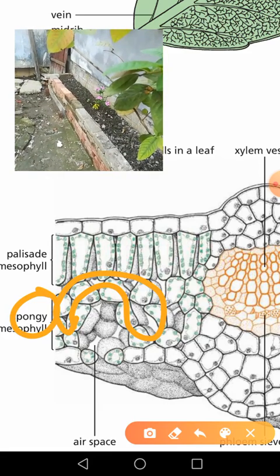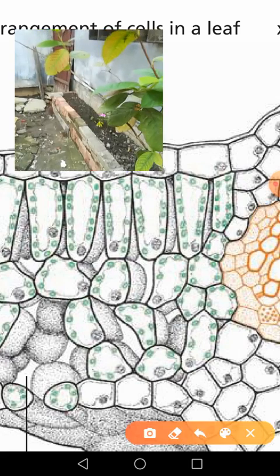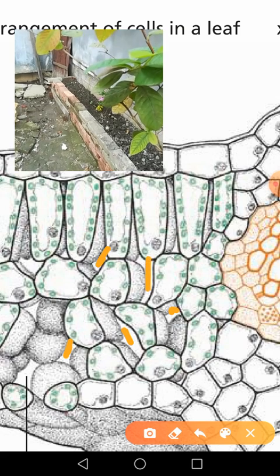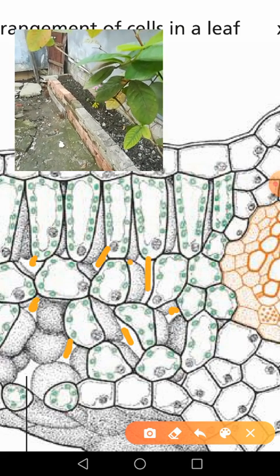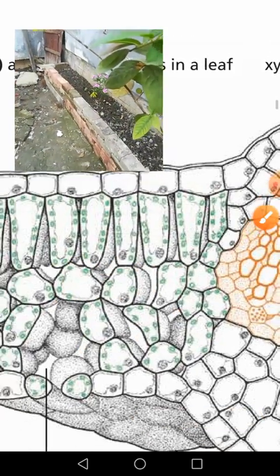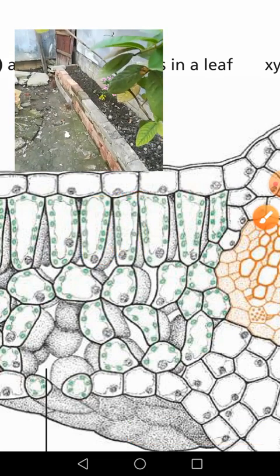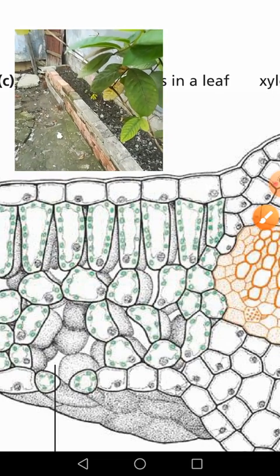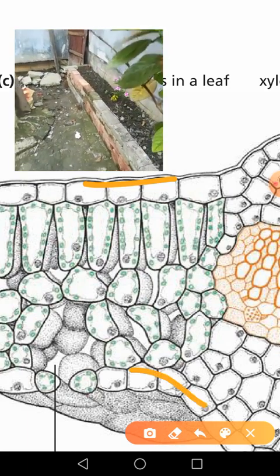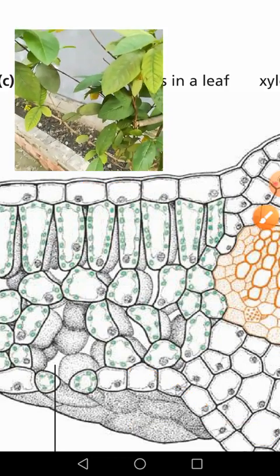Look, spongy mesophyll has got a lot of air spaces like this. The cells are also irregular in shape, but in the Palisade mesophyll the cells are completely cylindrical. And neither the upper epidermis nor the lower epidermis contains chlorophyll.